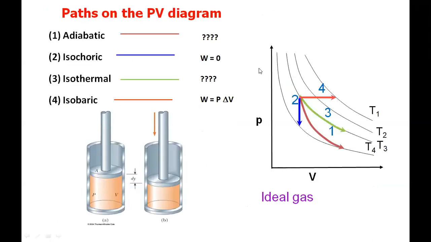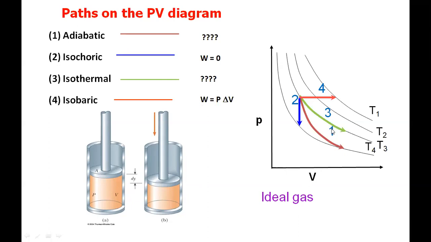Then paths on the PV diagram. So we have adiabatic, we have isochoric, this is isovolumetric, the volume is constant, and in this case, if the volume is constant, the work is zero. And isothermal, and isobaric, the pressure is constant, so the work equals P dV. And the example of the piston. These are examples for an ideal gas.